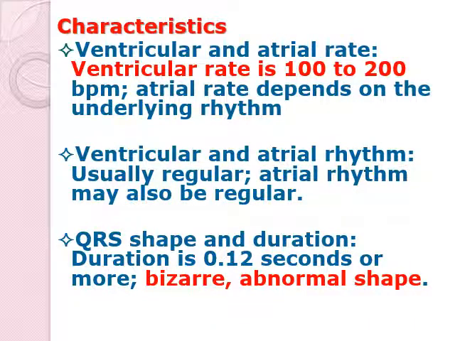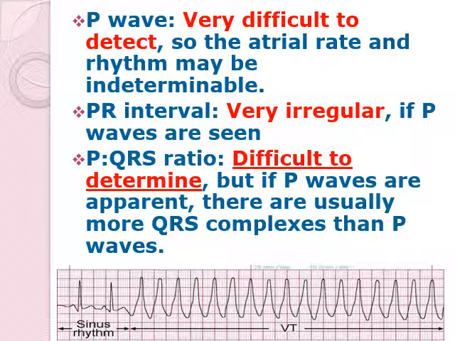Characteristics: the ventricular rate is faster than that of your PVCs, so the ventricular rate is at 100 to 200. The QRS complex would be abnormal in shape. Then, the P wave is very difficult to detect. If you look at this example below on the slide, there is no discernible P wave. And then the PR interval could not be easily identified. It's very irregular because the P waves could not even be seen.